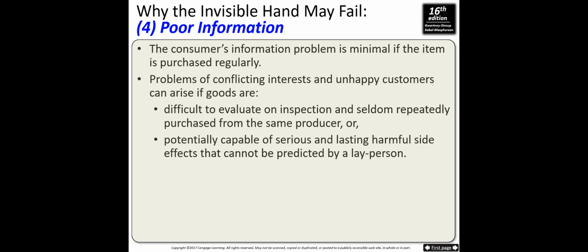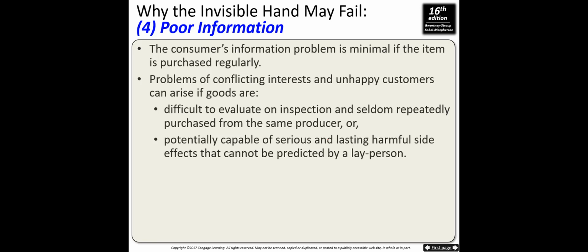If that is the case, again, we might need government. Why? Because government can inspect the company and inspect the safety features. So by reading the prospectus, you know how safe the car is, so you can make a decision. Another example of government intervention can be on drugs. Companies can produce drugs for sickness and then you use it, but you don't know the long-term effects. Drugs are potentially capable of serious and lasting harmful side effects that cannot be predicted by a layperson, and that is a problem here.